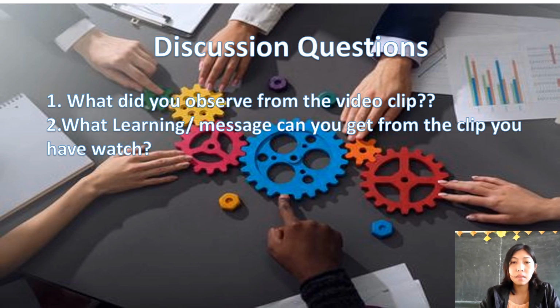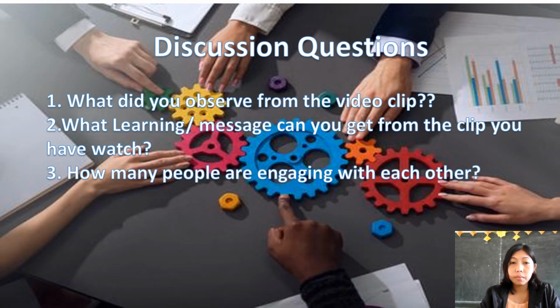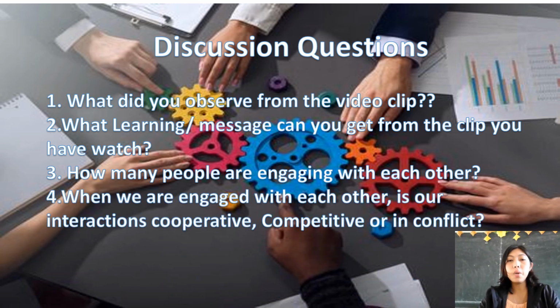Number three: how many people are engaged with each other? Of course, they are in a team. They are involved in a group. So that's why they are able to win against the others. Number four: when are you able to engage with each other? Is your interaction cooperative, competitive, or in conflict? We will discuss that later as we move on to our topic.